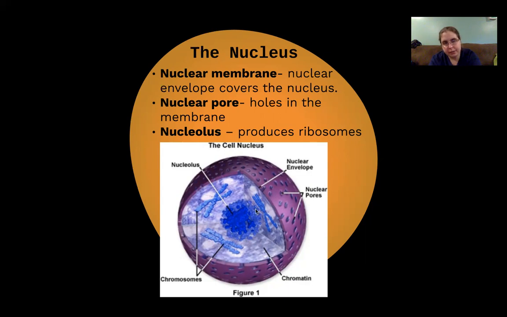And in the center of the nucleus, we have an organelle called the nucleolus. So the nucleus doesn't just hold the DNA, it also holds the nucleolus. And this is an organelle that produces ribosomes. Once it produces ribosomes, the ribosomes will then leave through the nuclear pores in the nuclear membrane and go out into the cytoplasm.